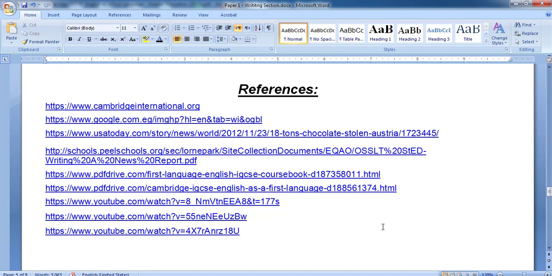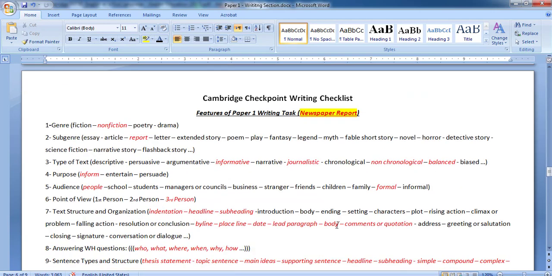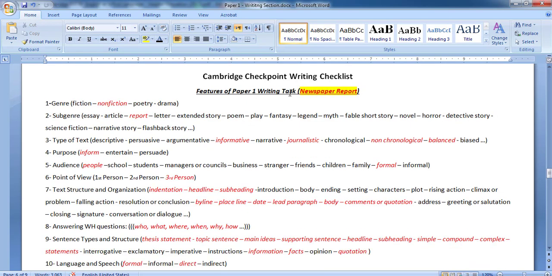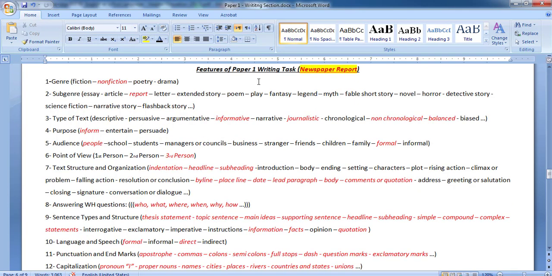To sum up, to make a plenary about everything we said, okay? We will try to remember with each other a checklist of today's writing genre, okay? Features of the Paper 1 writing task. Today we spoke about newspaper report. The genre is non-fiction. The subgenre is report. It is specifically a newspaper report. The type of the text or type of the reading is informative, and it is specifically journalistic.